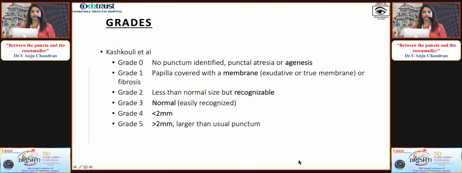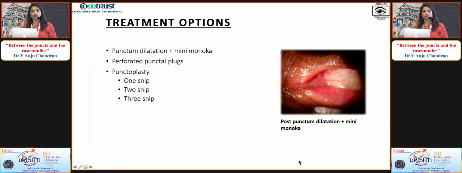There are grades that have been described, which are for academic purposes. I have put them up for you to see and know. Treatment is needed only if the patient is symptomatic. Earlier it was described that you could do a 1-snip, 2-snip, or 3-snip punctoplasty. But slowly the trend has shifted towards punctum dilatation with monocanalicular intubation. This is to preserve the integrity of the puncta so that the physiology is not tampered with. There have been uses of perforated punctal plugs, but there are chances of the plugs being lost and the outcome not being very good.